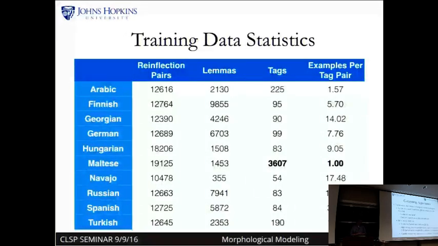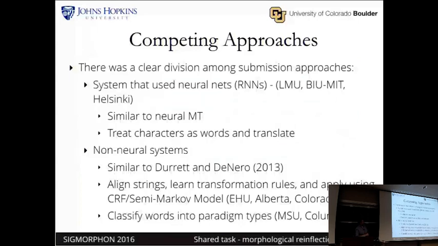Of the systems that entered the shared task, Ryan separated them into 3 approaches. I'm going to simplify further and separate them into 2 approaches: those that use neural networks and those that didn't. And this is going to matter in the results. The systems that use neural networks, which included Munich, which was the best system overall, BIU MIT, and Helsinki, used typically recurrent neural network encoder-decoder architectures, which are also used for neural MT.